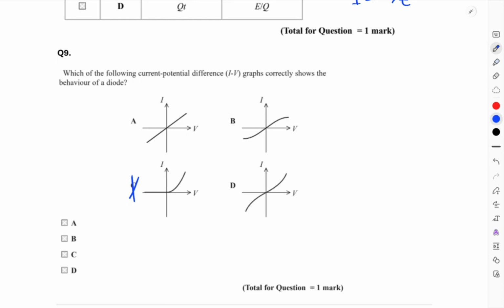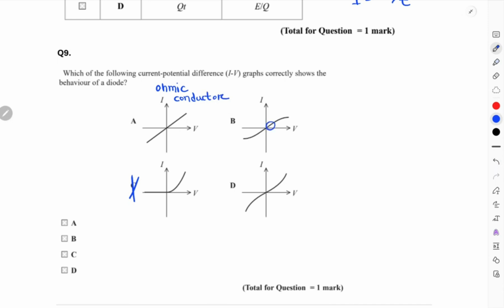For example, in all the previous graphs we have seen so far, voltage was on the y-axis and current was on the x-axis. This time they have reversed the axes again. Now current is on the y-axis and voltage is on the x-axis. The first one is for an ohmic conductor, where obviously voltage and current are directly proportional. So this is for an ohmic conductor, a metal wire at constant temperature basically.